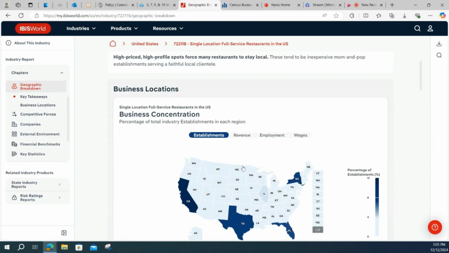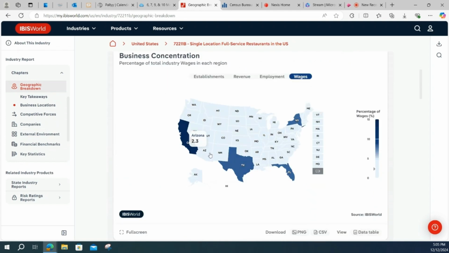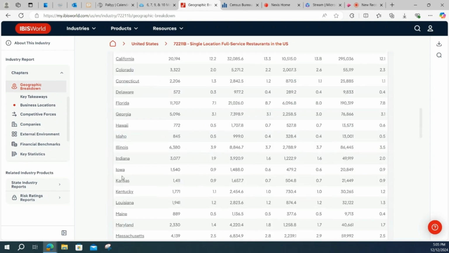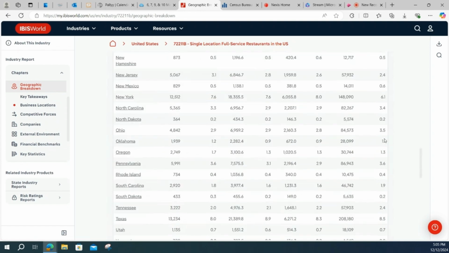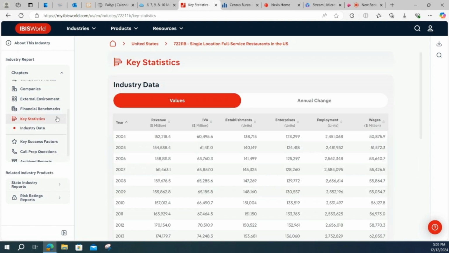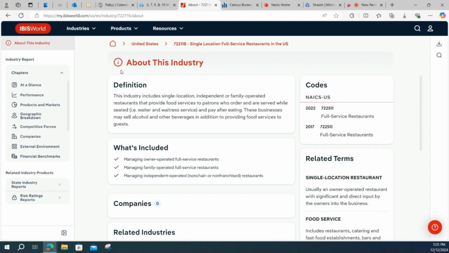I can go to geography and look across the United States, and compare the restaurants in each region to some of the information I'm going to find about our local area, right? I can go down to Ohio and see the numbers listed for Ohio. There's just so much information on here that I think you could get a really good idea of the market just from this big overview.